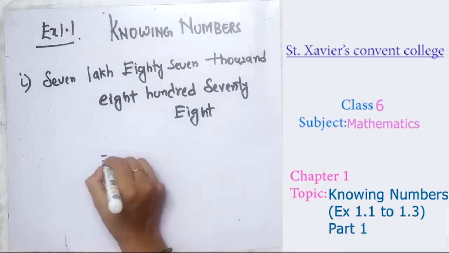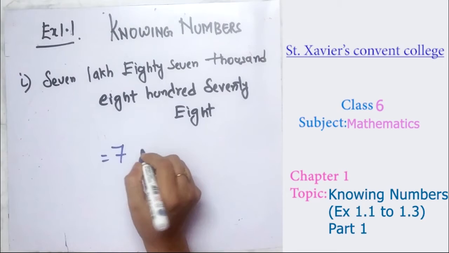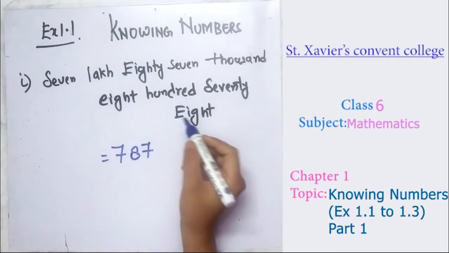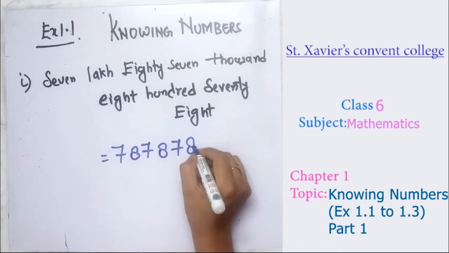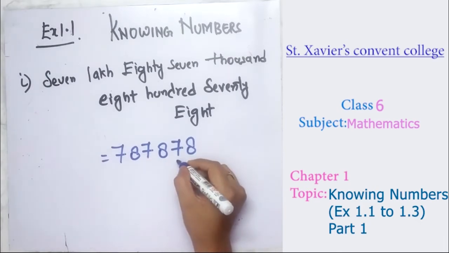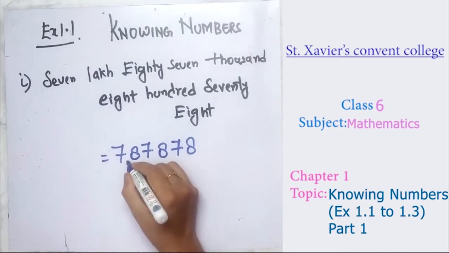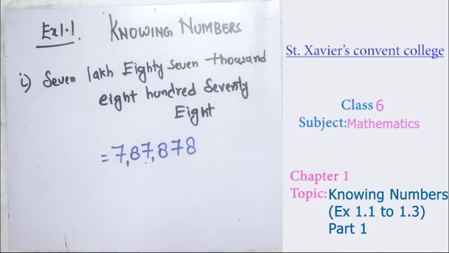As I have told you, you have 7 lakh, and you have to write it by multiplying, and it will be like this: 7,87,878. Just see the position once: tens, 100, 1000, 10,000, lakhs. So you have 7,87,878. This is the way you have to write. You have already studied this in class 5th. Other questions are given at the end of this video in the form of worksheets.